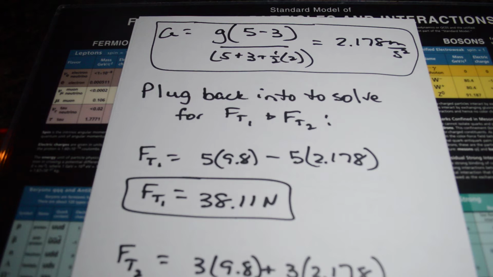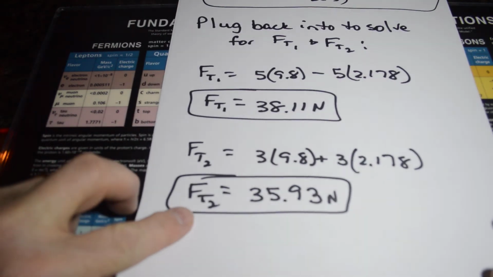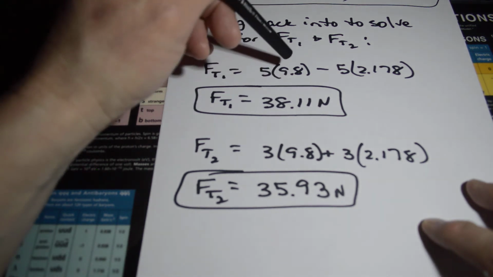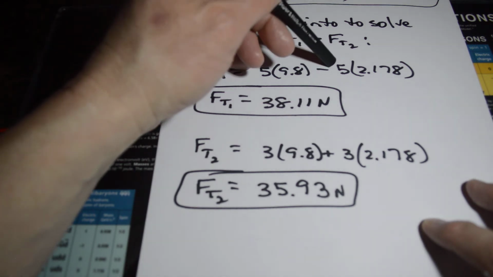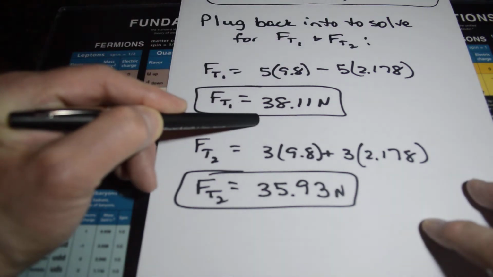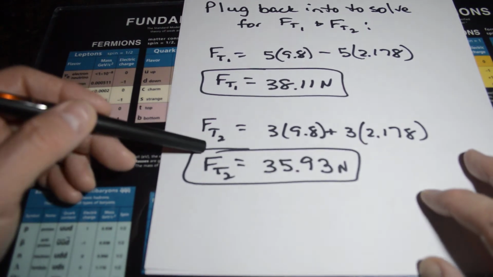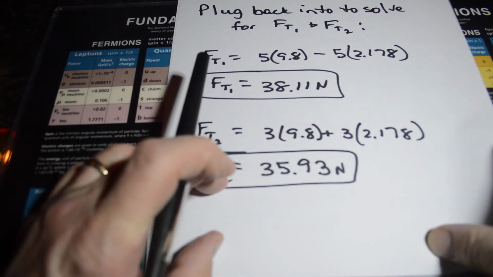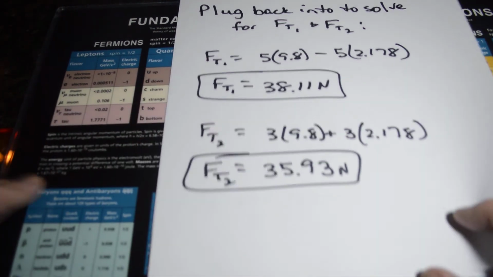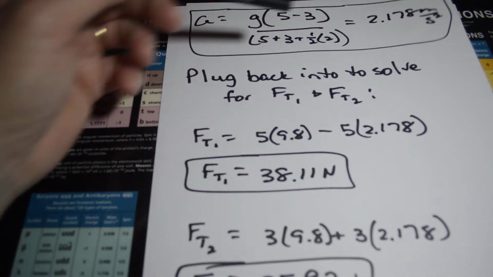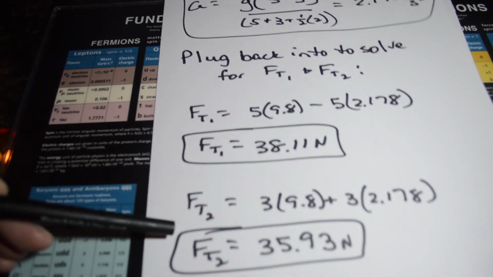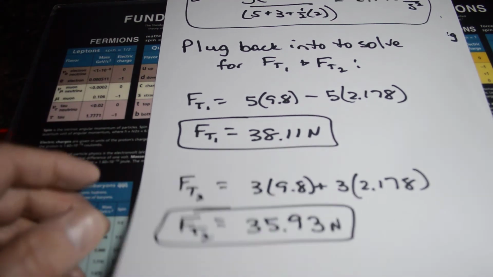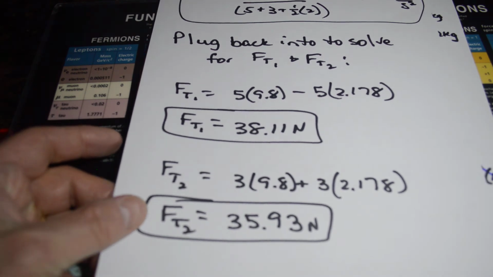Then I can plug back into those two equations for FT1 and FT2. FT1 is 5 times the acceleration due to gravity minus 5 times A, and I get 38.11 newtons for FT1. And FT2 is 3 times 9.8 plus 3 times 2.178, and that's 35.93. So those are my three answers: A, 2.178, FT1, 38.11, and FT2, 35.93. So that's your solution. In a nutshell, a long solution to problem number 15.